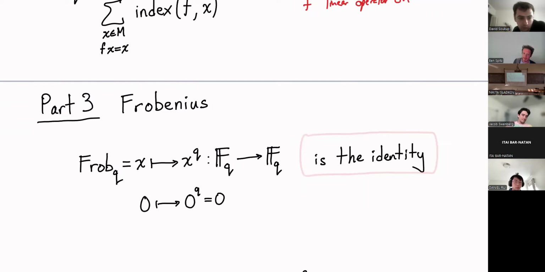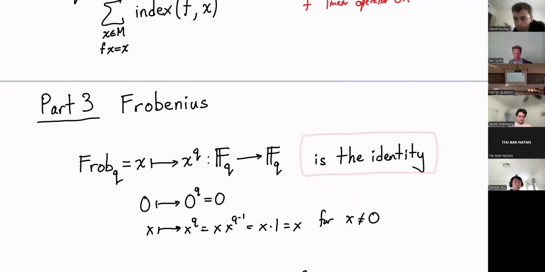Good stuff. And for anything non-zero, I'm living inside the group of non-zero elements under multiplication. That group has order q minus 1. So when I raise something to the q minus first power, I get the identity, which is 1. And then when I raise it to the qth power, I'm back to myself. So in both cases, we're good. So it's really the identity map. And so, okay, cool. That map is the identity map, and so it's definitely a ring homomorphism.